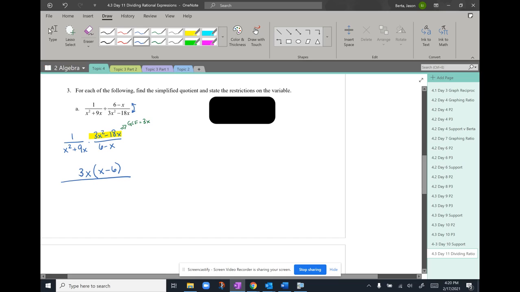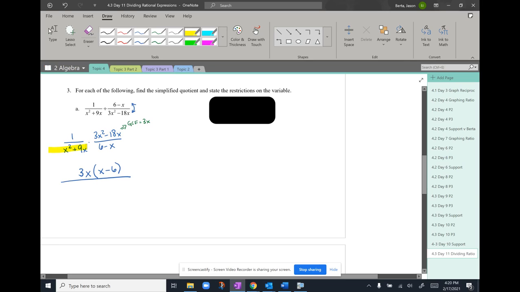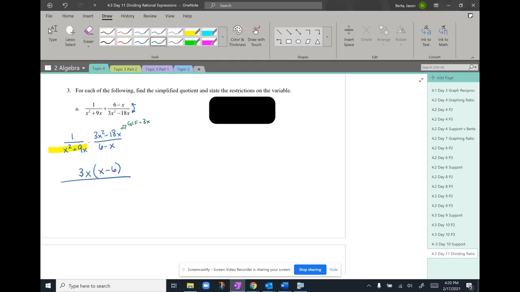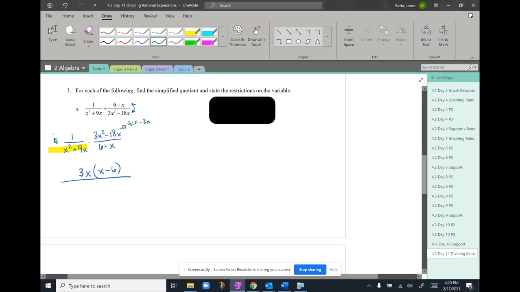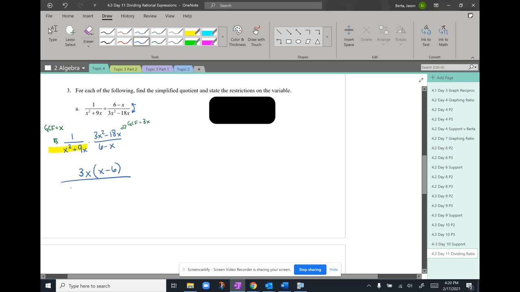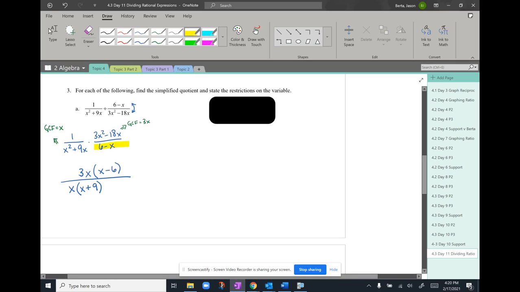And I accidentally erased the 3. There we go. So now let's focus on the denominator. Here we've got x squared plus 9x. We've got another greatest common factor, and this time we can factor out an x. When we do that, we're left with x plus 9 inside the parentheses. Okay, and then our last term is 6 minus x.